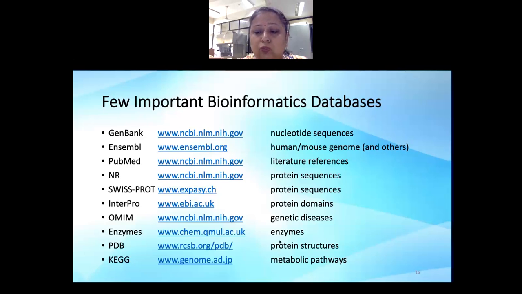KEGG, which is a database of metabolic pathways in different organisms. So if you are searching to find out which metabolic pathway is responsible for a particular disease, you can go to the KEGG pathway and find out the metabolic pathway, the enzymes taking part in the pathway, and you can find out what the malfunctioning of an enzyme is causing a disease, or what is undergoing in a particular pathway.